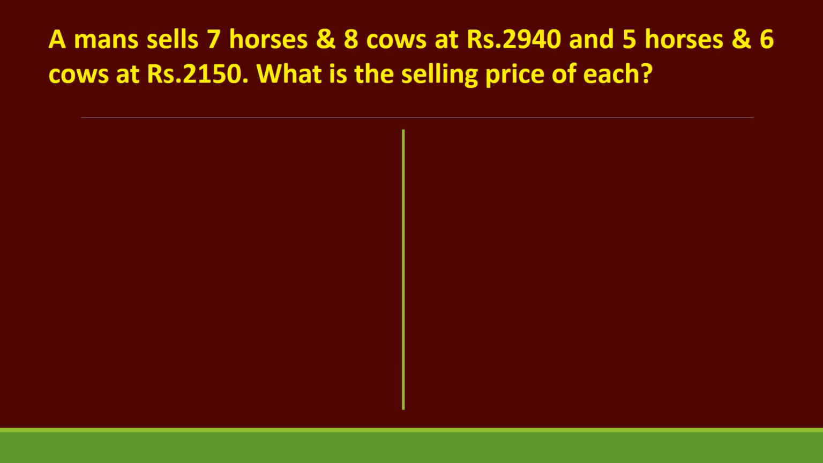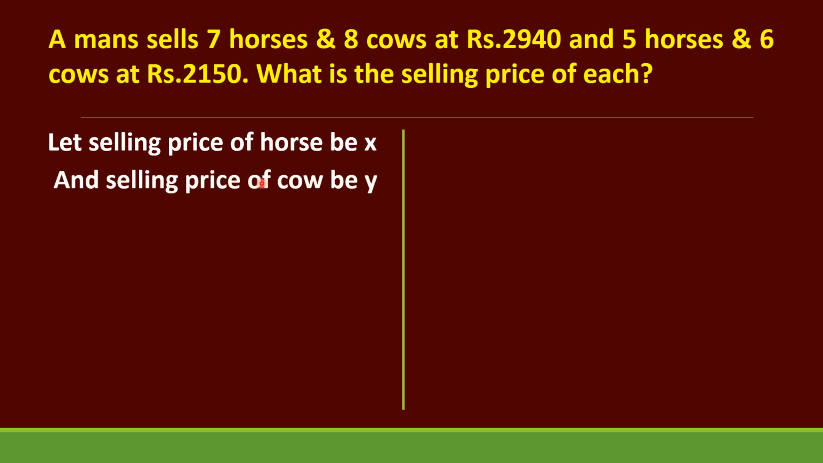And now our next question is, a man sells 7 horses and 8 cows at rupees 2040 and 5 horses and 6 cows at rupees 2150. What is the selling price of each? So let the selling price of the horse be x and the selling price of the cow be y. Then it is given 7 horses and 8 cows he sells at rupees 2040. Hence 7x plus 8y is equal to 2940.